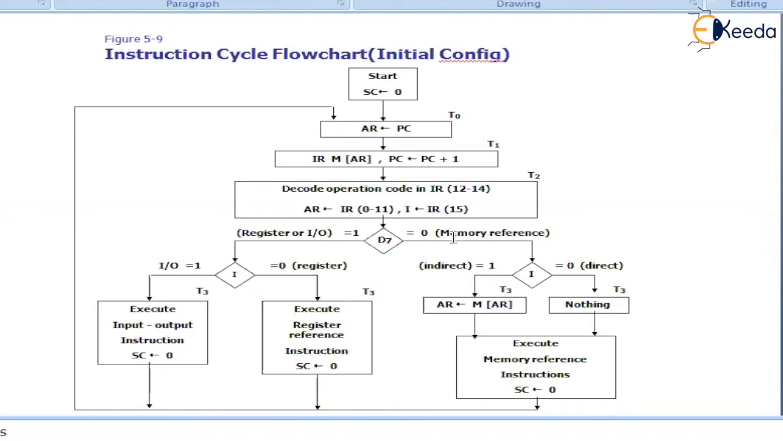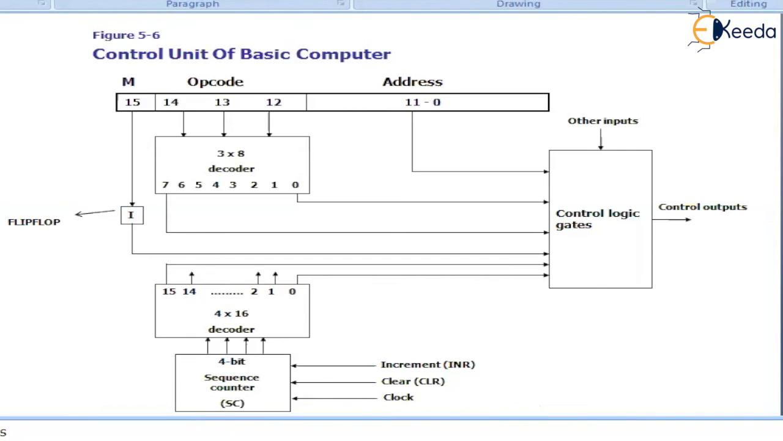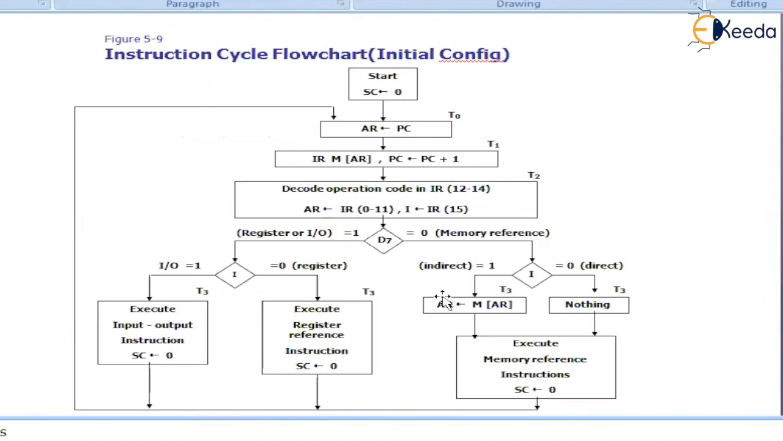When it is a memory reference instruction, look at this side. When it is a memory reference instruction, we will have to calculate the effective address of an operand, right? The address part is going to provide you a memory address. This memory address could be a direct address or an indirect address, for which we're going to calculate the effective address. Did you get it?